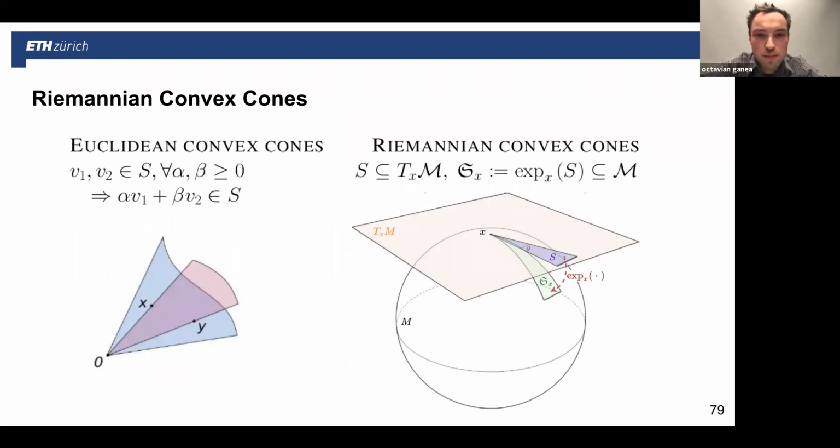In order to generalize to Riemannian convex cones, we just use the concept of tangent space and exponential map. We know how to do entailment cones, convex cones, in Euclidean space. So we had a simple idea of doing it in the tangent space of a point X. And then we just project the entire cone onto the manifold using the exponential map. And that defines what is called a Riemannian convex cone.